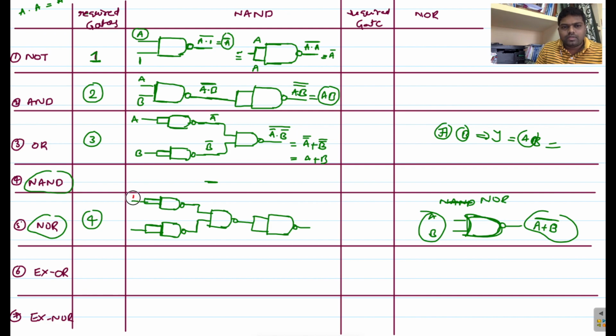Now if you observe, this is A and this one is B. Here you are getting A bar, here you are getting B bar. Now these two are applied to this NAND gate, so that we are getting A bar into B bar whole bar, which equals A plus B. A plus B is tied to this NAND gate, so that we will get A plus B whole bar, right? A plus B whole bar is nothing but NOR logic. So with the help of 4 NAND gates, we can implement a NOR logic, right?